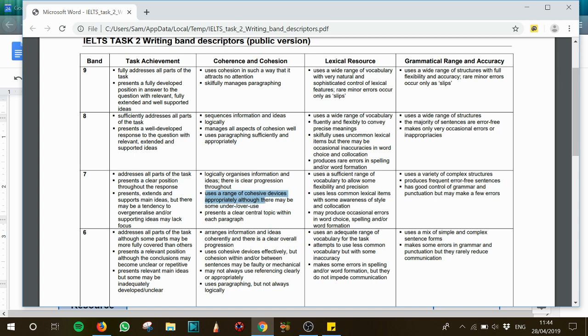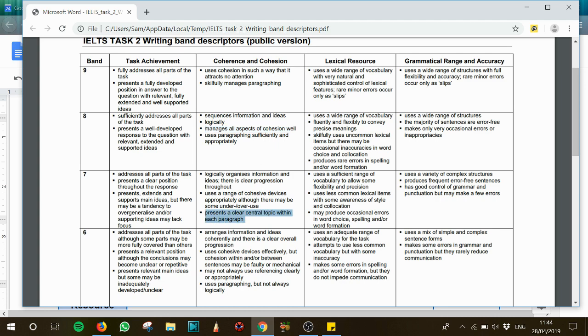For band 7, "uses a range of cohesive devices appropriately, although there may be some under or overuse." I think we've definitely got a range. I don't think there's any under or overuse. This is the pronouns, this is the referencing that he does. Perhaps we're even closer to "manages all aspects of cohesion well." Maybe we're closer to that. So that's maybe the top of band 7, maybe the bottom of band 8.